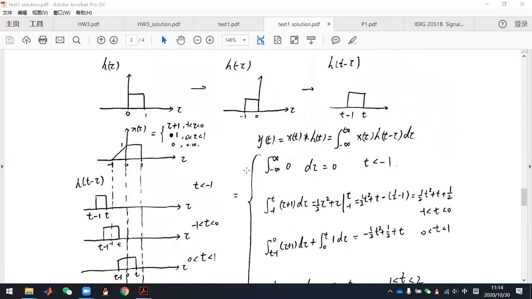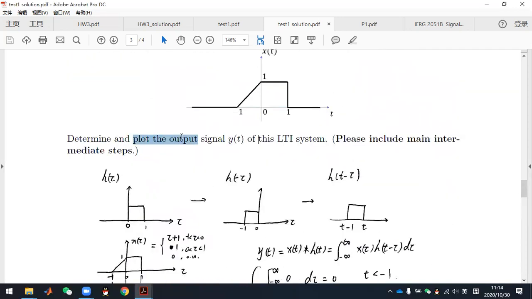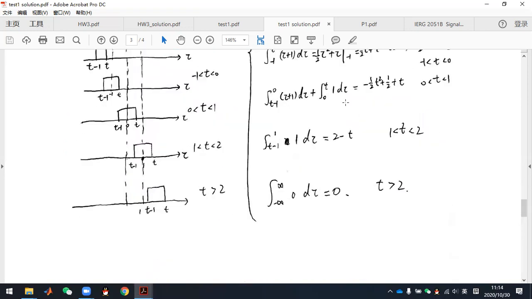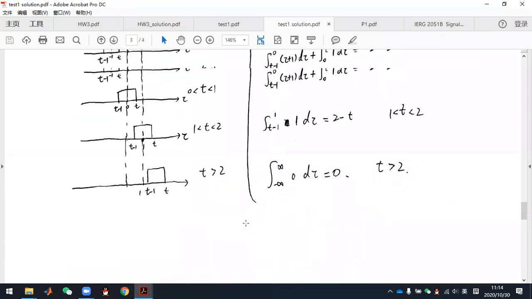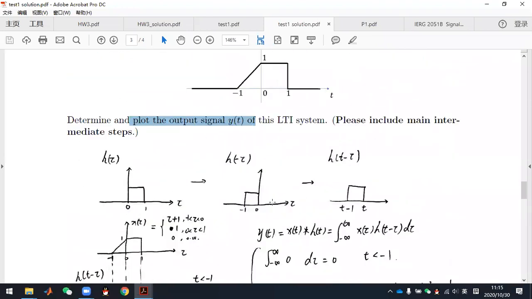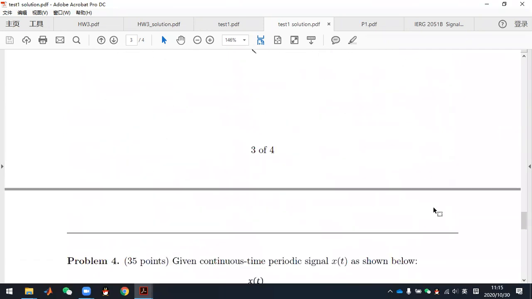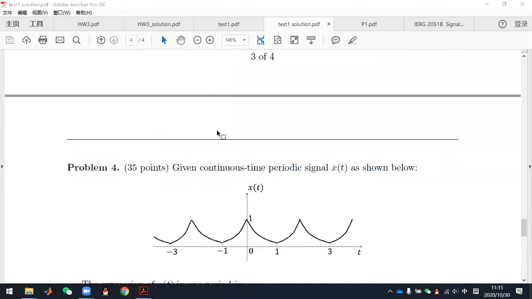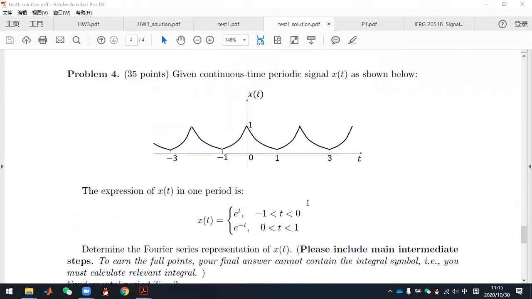And then you need to plot the signal y of t. The answer doesn't include a plot of y of t. I think you need to plot y of t in your answer. And the next one, oh, we don't have time. Let's go quickly.